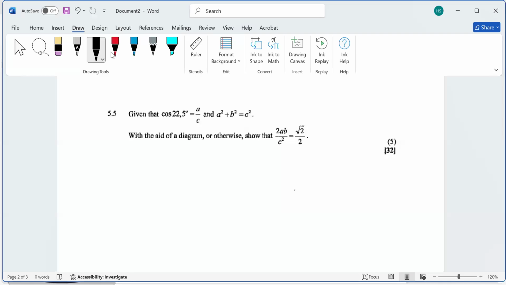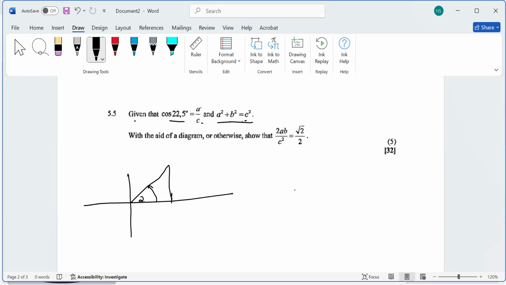Given that cos 22,5 degrees equals A over C, and A squared plus B squared equals C squared, with the aid of a diagram or otherwise, show that 2AB over C squared is equal to root 2 over 2. If we use the aid of a diagram, it is drawn in the first quadrant, because 22,5 is an angle less than 90 degrees.